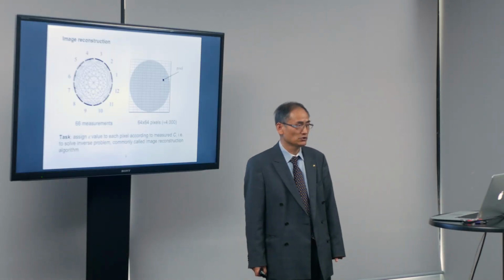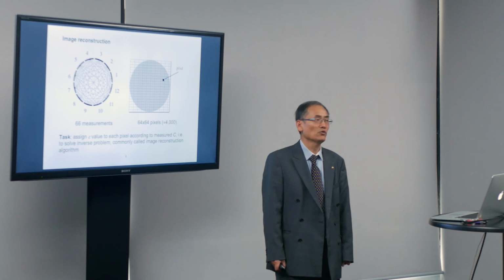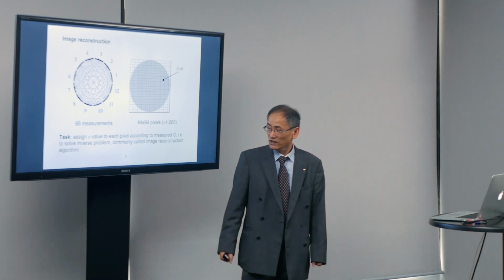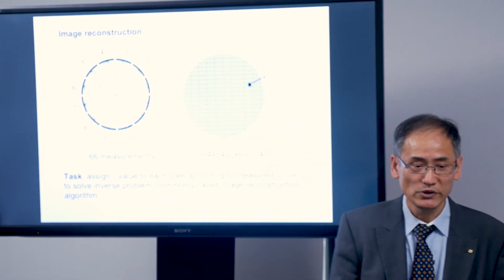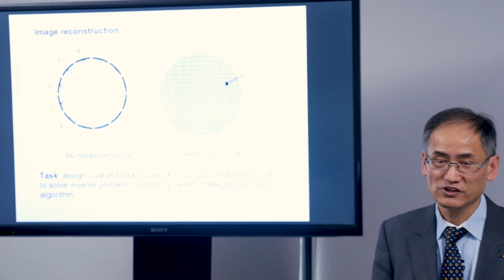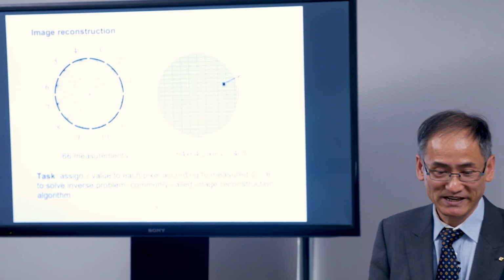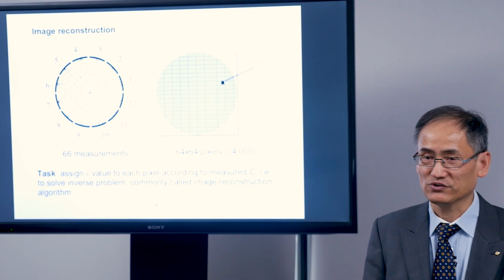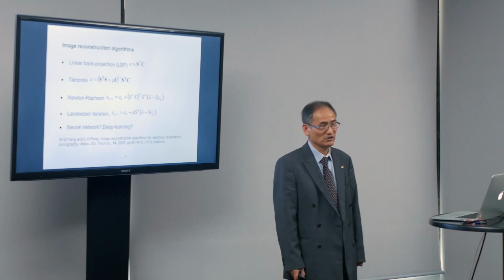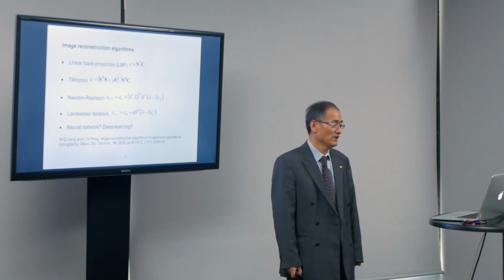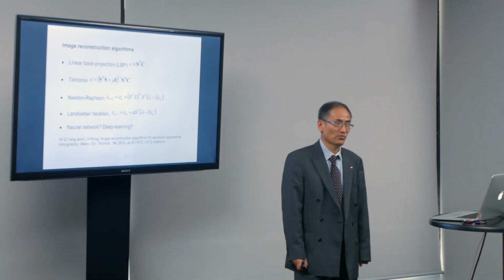We have 28 knowns. We need to sort out 4,000 unknowns. So the task is we have to assign a permittivity value to each pixel in the imaging area according to the capacitance measurement. This is called solving the inverse problem, commonly called the image reconstruction algorithm. There are many different types of image reconstruction algorithm. Here I list a few of them.